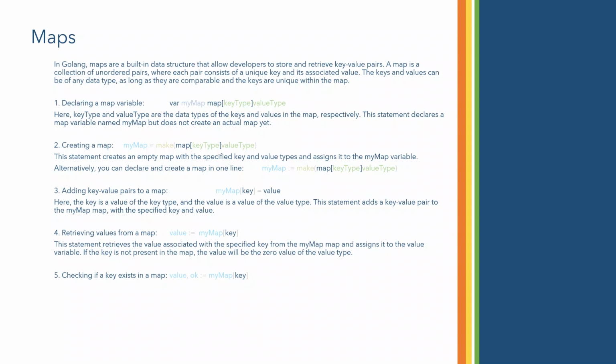And checking if a key exists in the map or not: that will return two values. One is the value, and the other is a boolean value that says whether the key exists or not. It's ok in this case.